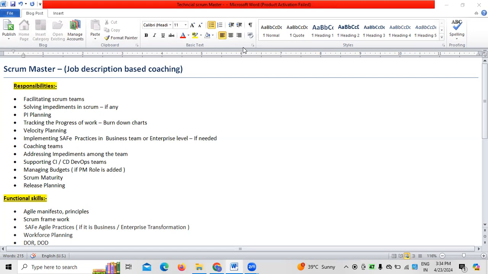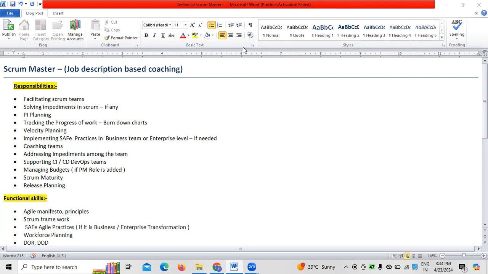Because based on the previous work completed by the team, how many more sprints will it take for us to reach this release? This is where velocity planning generally comes into the picture.